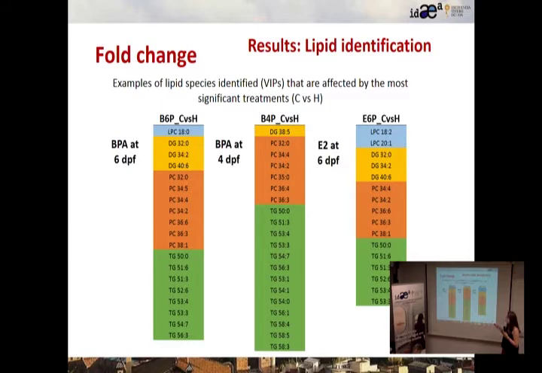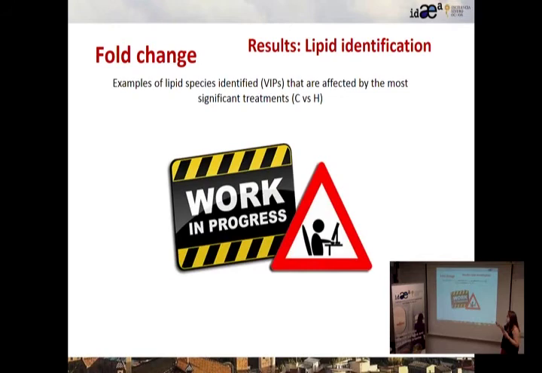These are just some examples of lipid species identified through the VIPs for the most significant treatments, so BPA at day 6, at day 4, and E2 at day 6. But this is still work in progress. There were just a few examples, but there are many more, and I'm looking in closer detail at the differences between BPA exposure and estradiol, so we can really characterize the BPA effect, which is the main goal of this work.